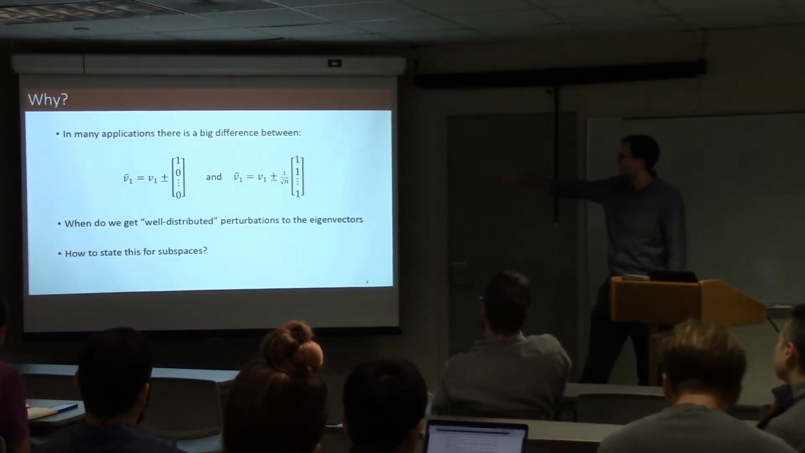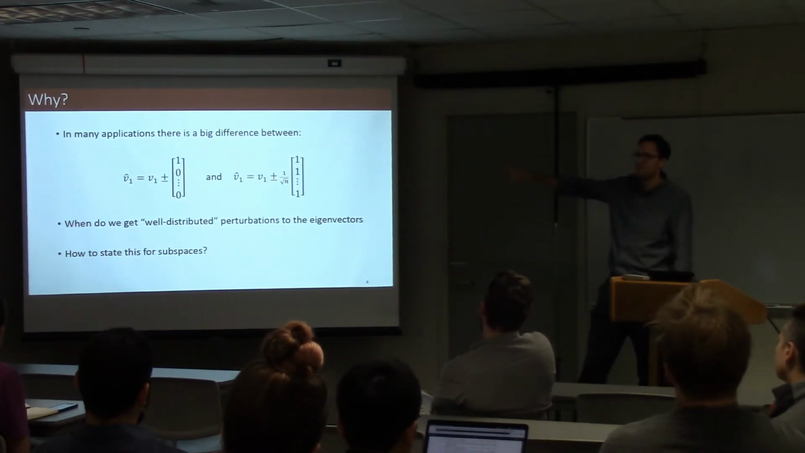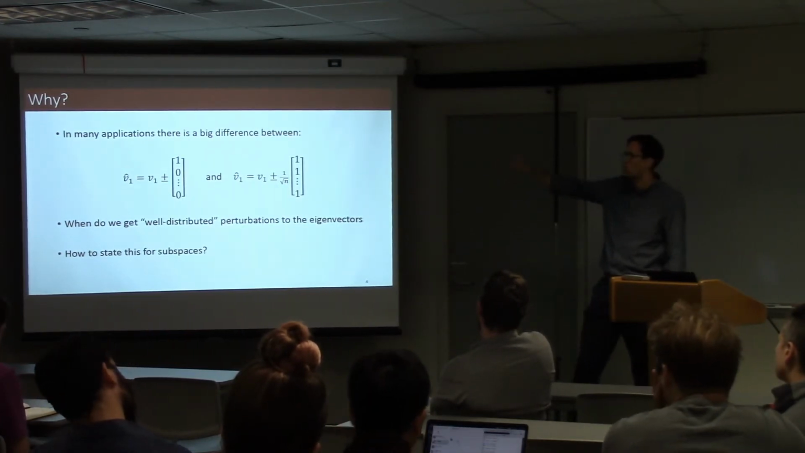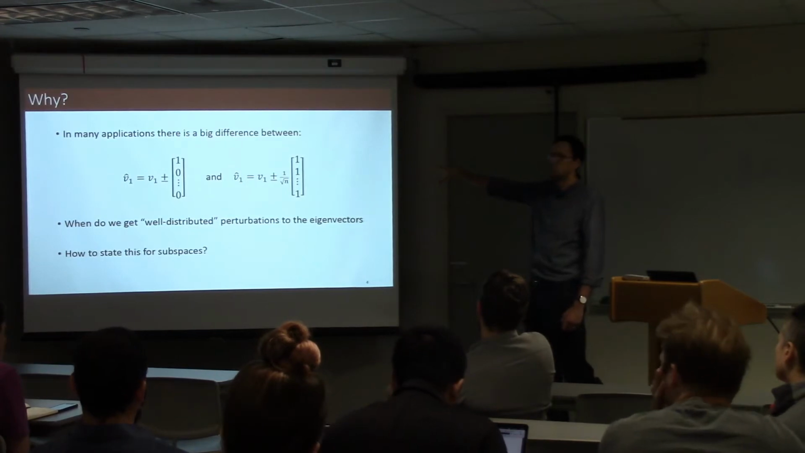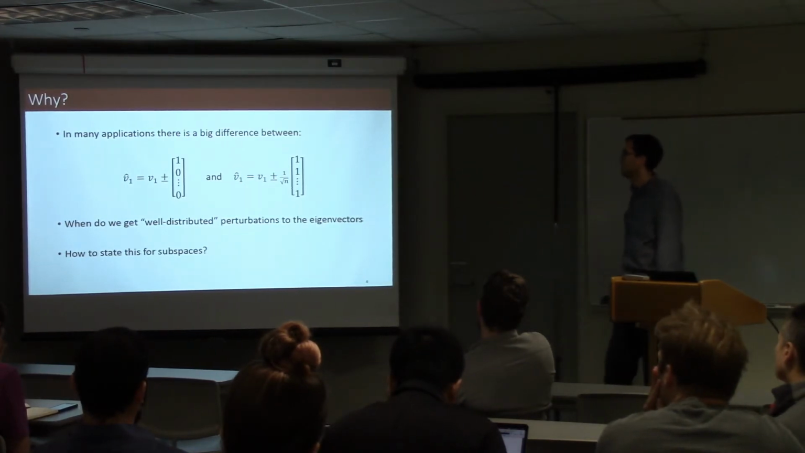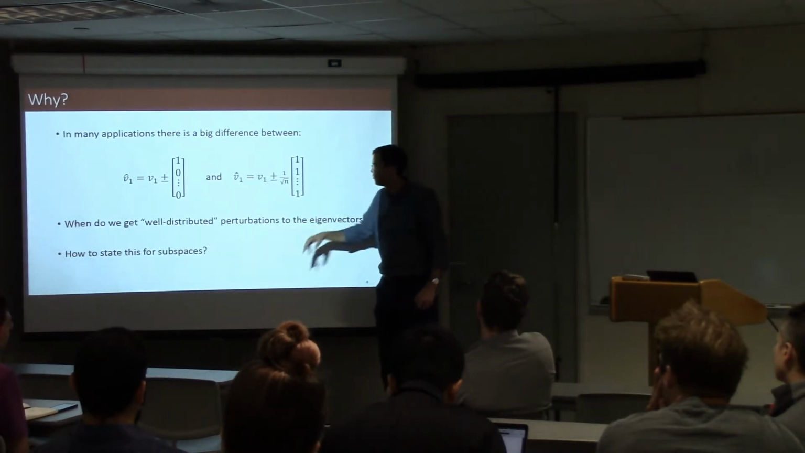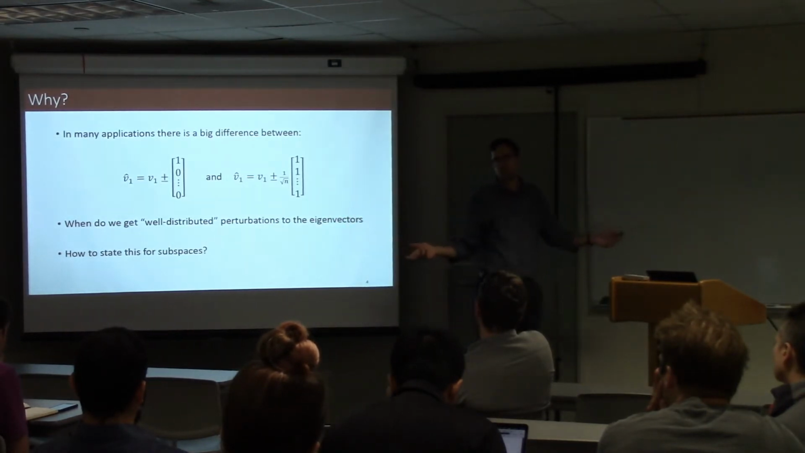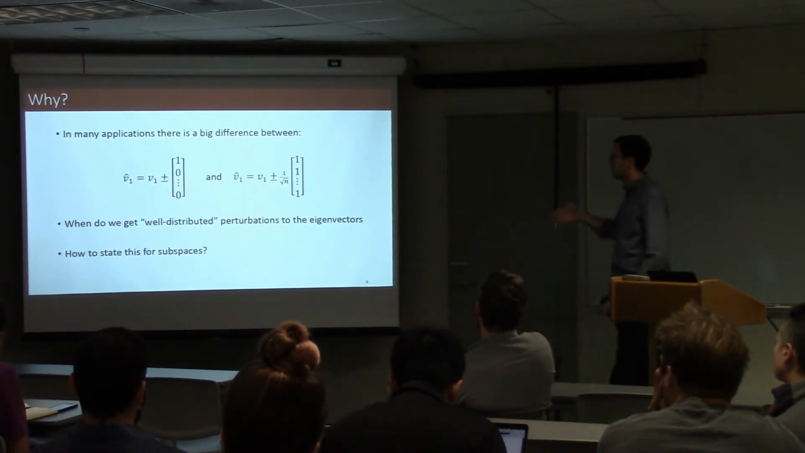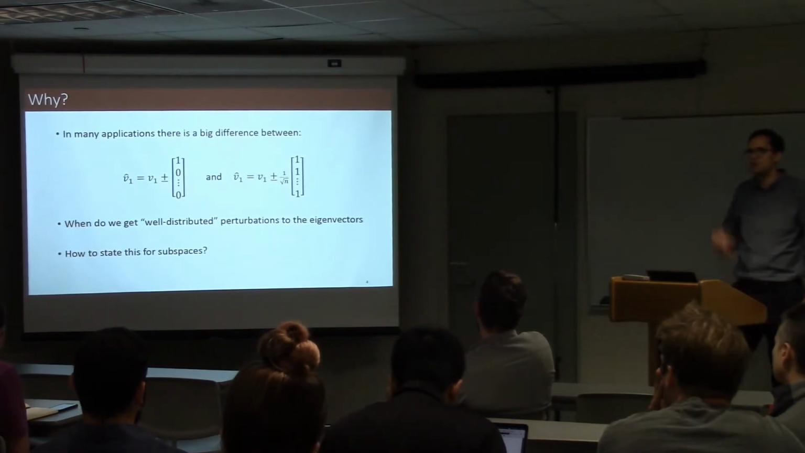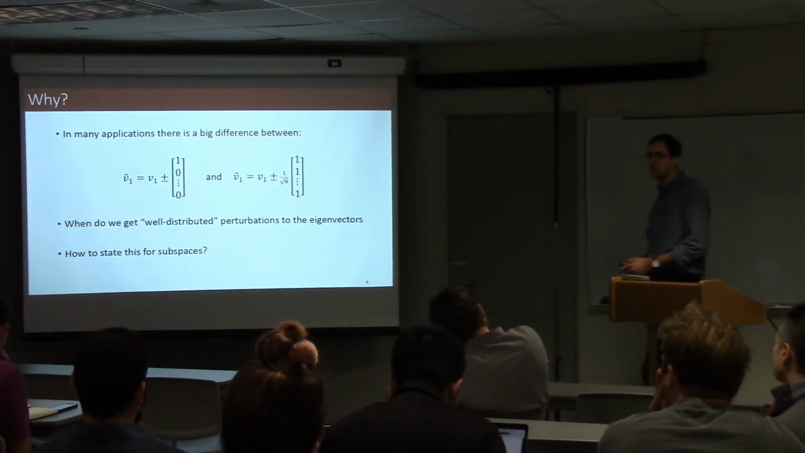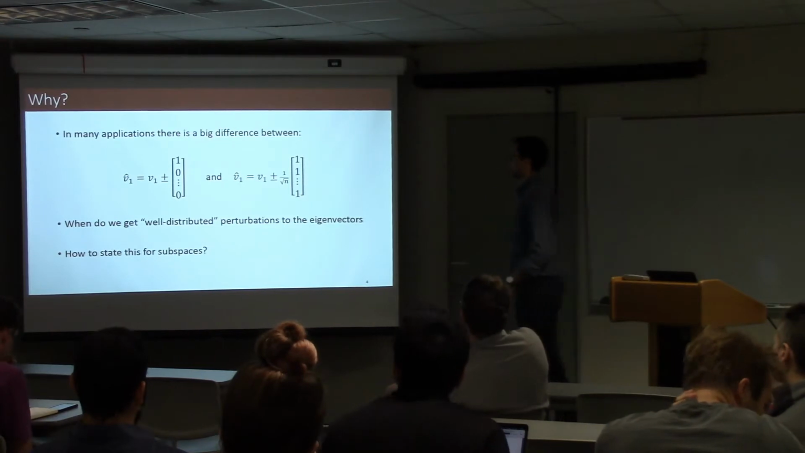But here, you might imagine there's a big difference in these two cases, right? One changes the first entry a lot, the other changes all the entries a little bit. Okay? So another way to state my question from earlier is when do we get kind of well-distributed perturbations to the eigenvectors? All right? When do I sort of change them in every entry, but no single entry changes too much? Okay, so that's one question we're going to ask.